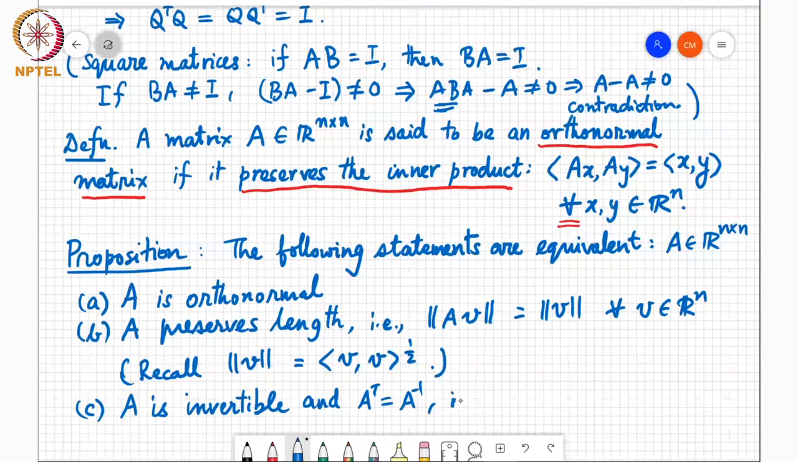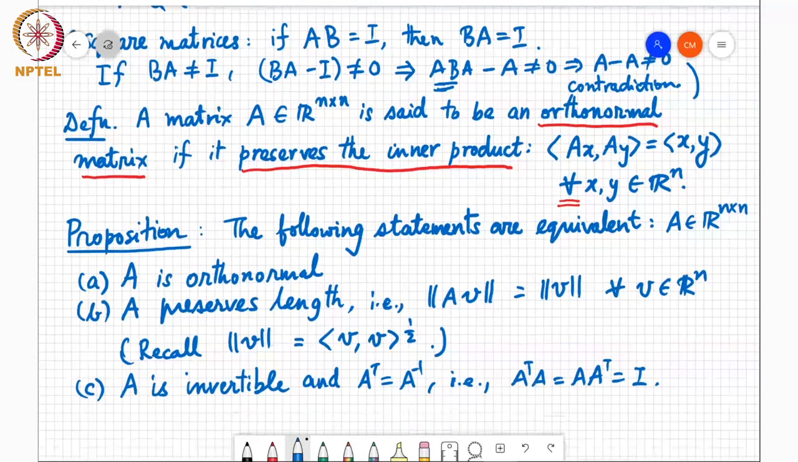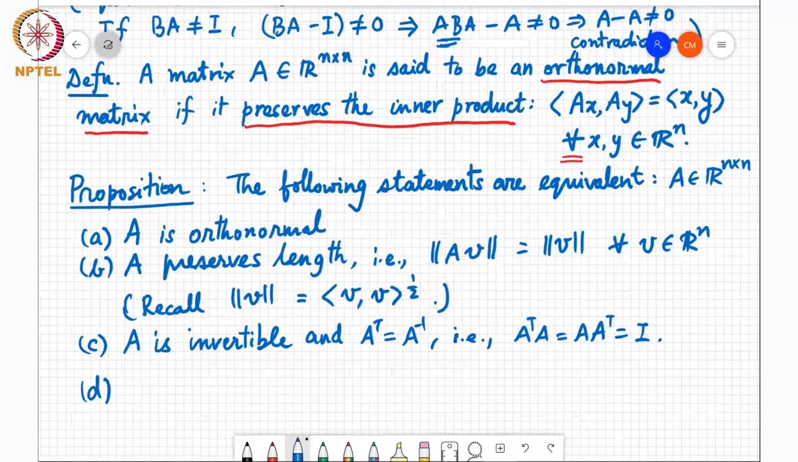So the third property is that A transpose is equal to A inverse. A is an invertible matrix, which means that A transpose A equals A A transpose, which equals the identity matrix. And the fourth property is that the rows of A form an orthonormal basis for R to the n.